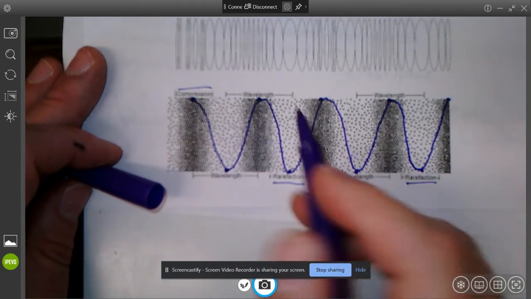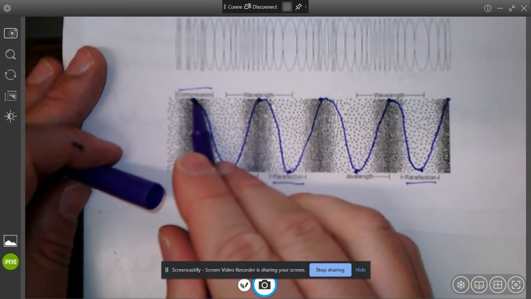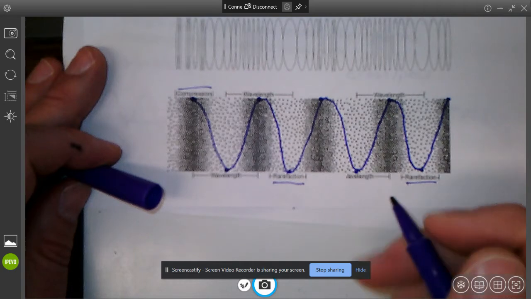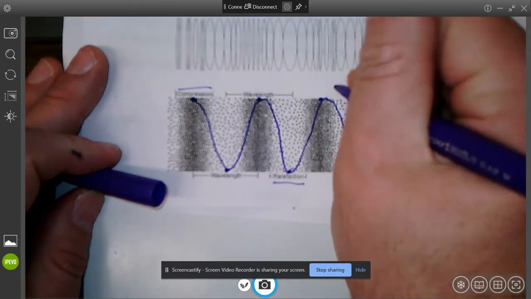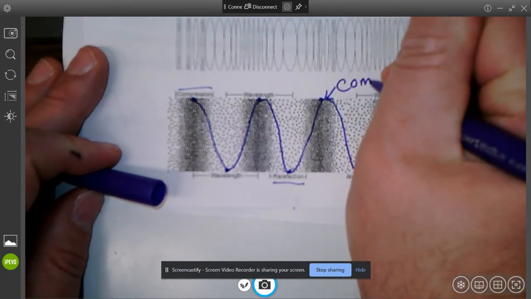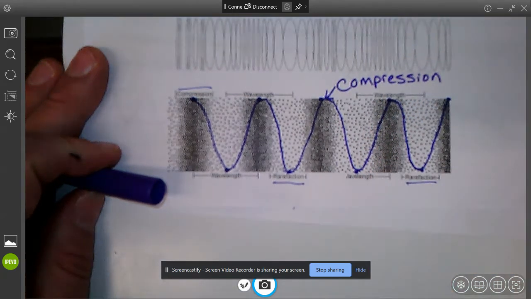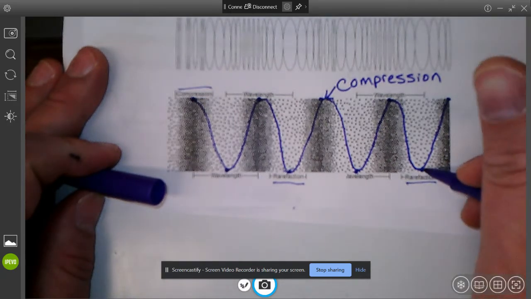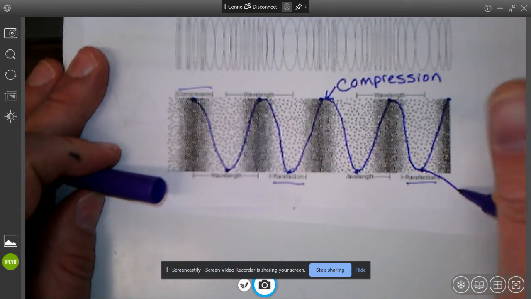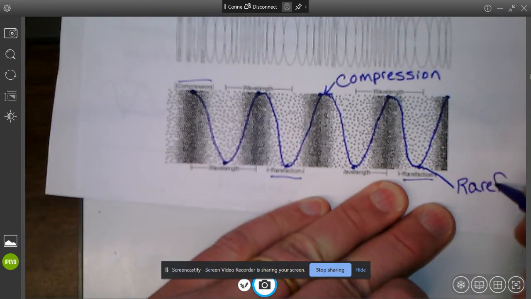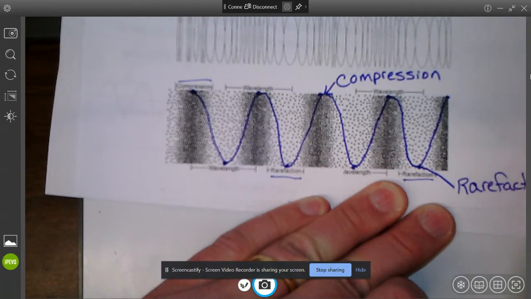However, when we look at the top part, we do not call that top part a crest here. We call it a compression. So the top part is called a compression. And then the bottom part, where it's spread apart, is called a rarefaction. But it still has wavelengths.